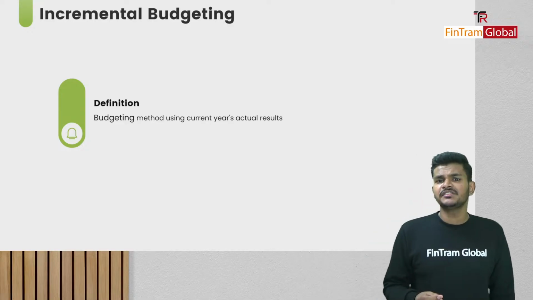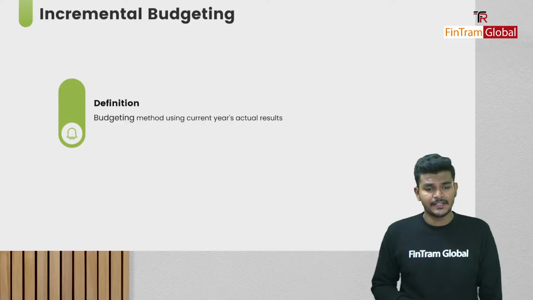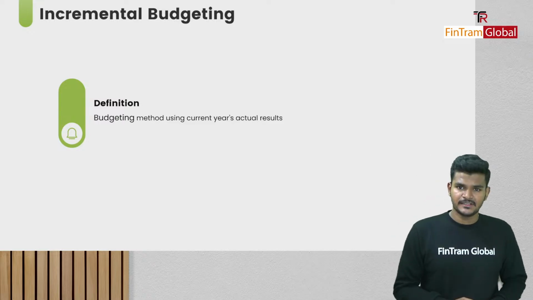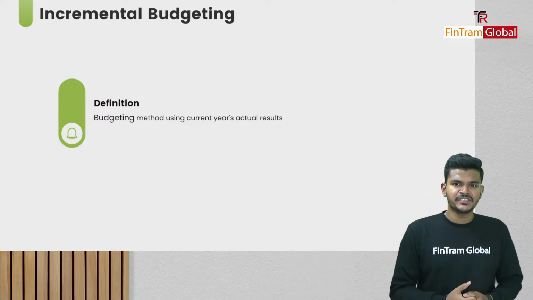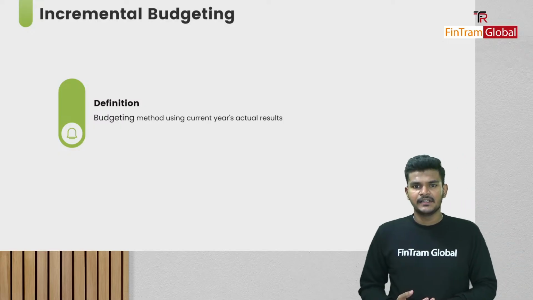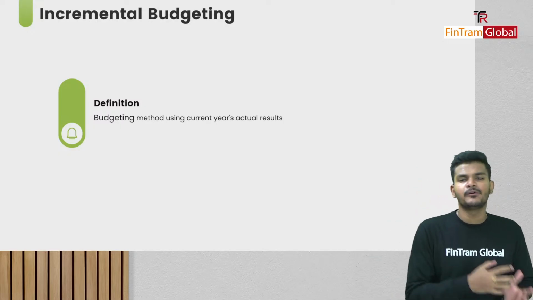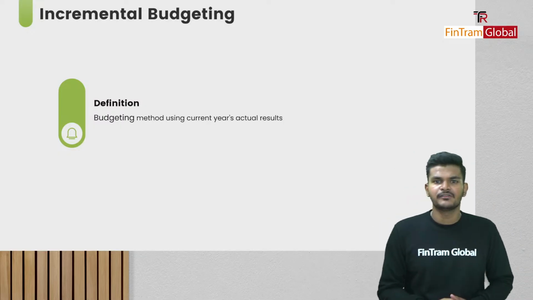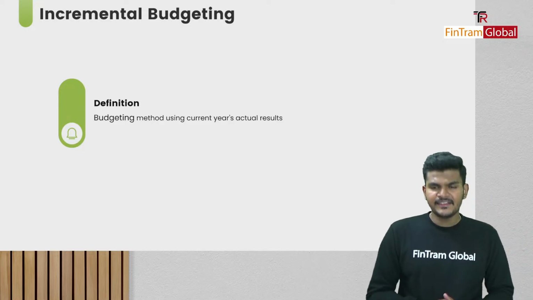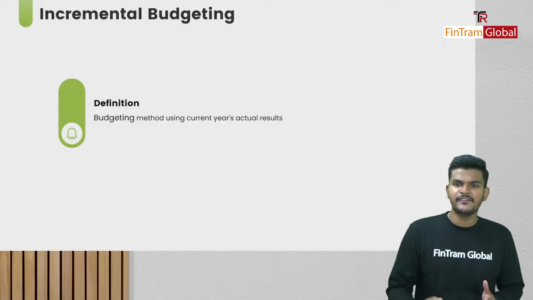The disadvantage of this particular budgeting process is that we're carry forwarding unnecessary inefficiencies from the previous year as well. If we were inefficient and if we incurred more costs in certain areas, then we would be carrying forward those inefficiencies as well, right? So that's basically the thing. And these inefficiencies can get built up in future years as well, right? So that's basically one of the key disadvantages of incremental budgeting as well.